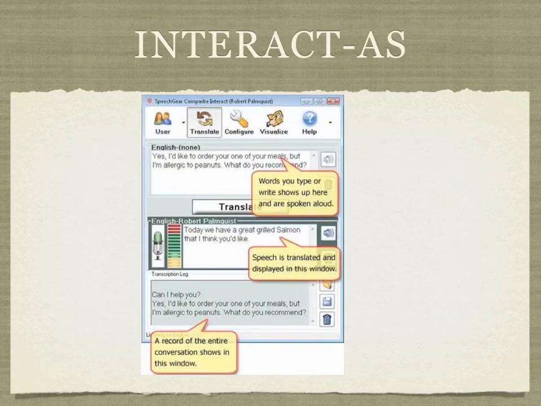Interact AS is American Sign Language. It's another software that allows the deaf to communicate with those who do not know sign language. The hearing impaired are able to see closed captioning of conversations being held anywhere, such as the radio, conference room, meetings, classrooms, etc. It also gives speech to those who cannot talk.